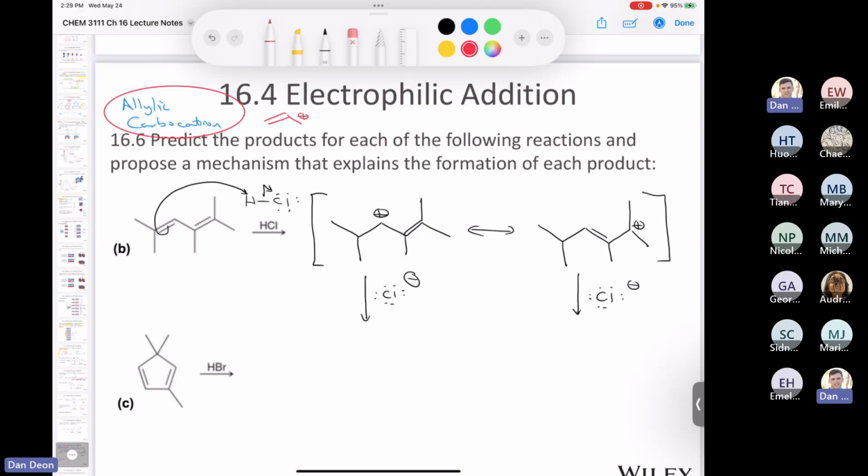Okay, so now we're going to draw nucleophilic attack here. And we're going to draw nucleophilic attack over here. All righty. So let's draw what we would get from that.